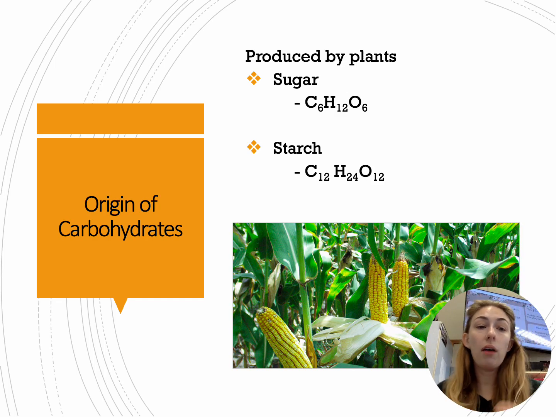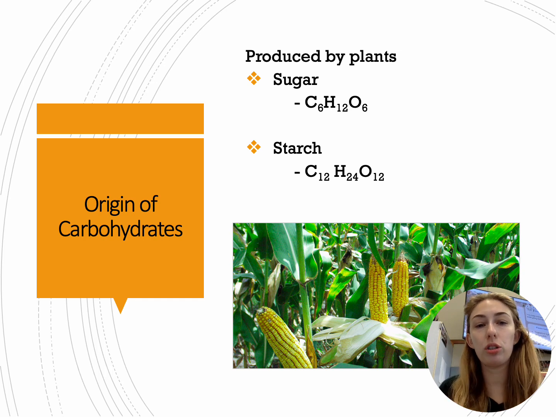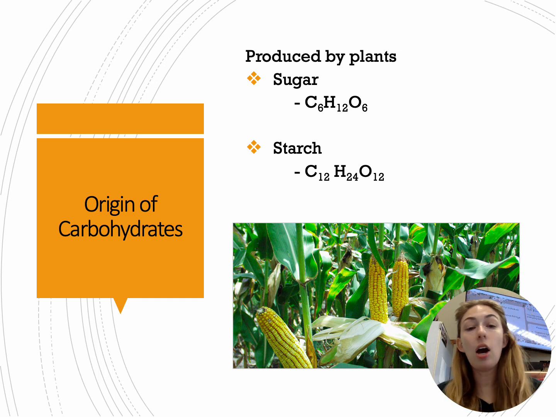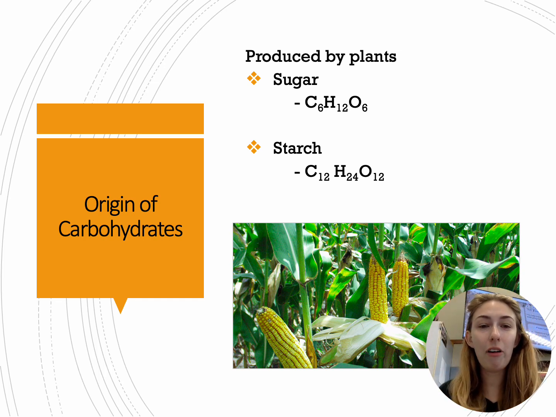The origin of carbohydrates is from plants. Okay, so plants produce sugar in the form of C6H12O6, and they also produce starch. Starch is pretty much that sugar times 2, so it's C12, H24, and O12.